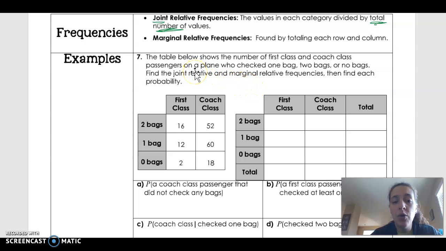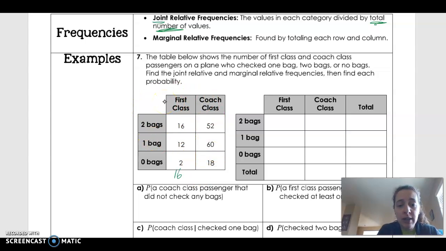The table below shows the number of first class and coach class passengers on a plane who checked 1 bag, 2 bags, or no bags. Find the joint relative and marginal relative frequencies, then find each probability. First we have to fill out our table. So first we want to figure out how many total people there were. When I add all of these together, I see I have 160 total people that we looked at.